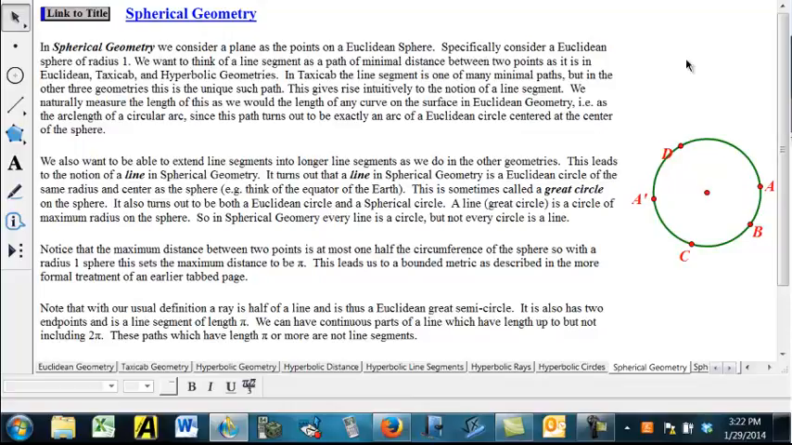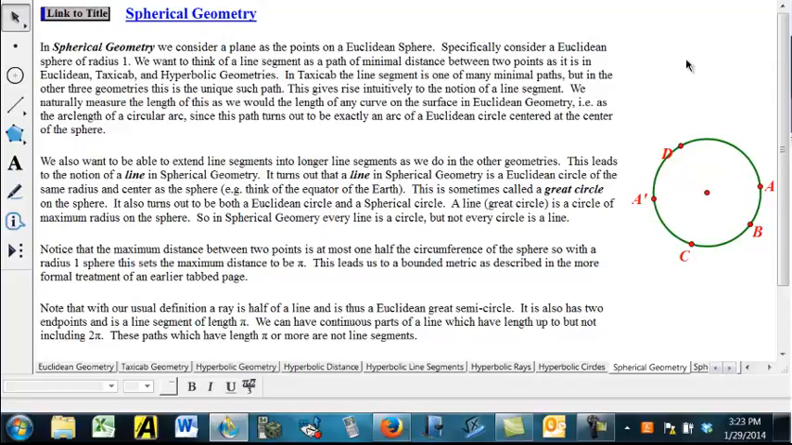Of course, we want to be able to take a line segment and extend it. That's the basic idea behind Euclid's first postulate, that you can extend lines out. So we want to extend line segments to longer line segments and eventually get all the way to a line. A line in spherical geometry is then just a Euclidean circle of the same radius and center as the sphere. Think of the equator of the Earth as an example of such a line if we think of the Earth as our sphere. This is sometimes called a great circle on the sphere.